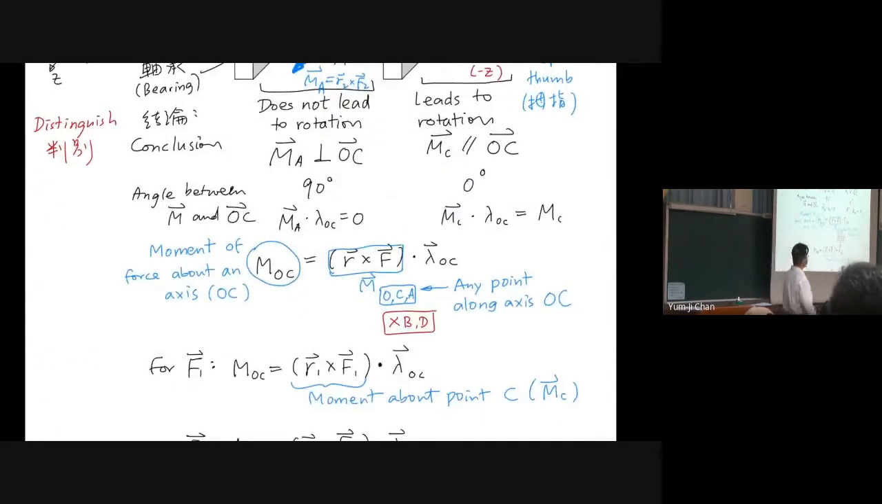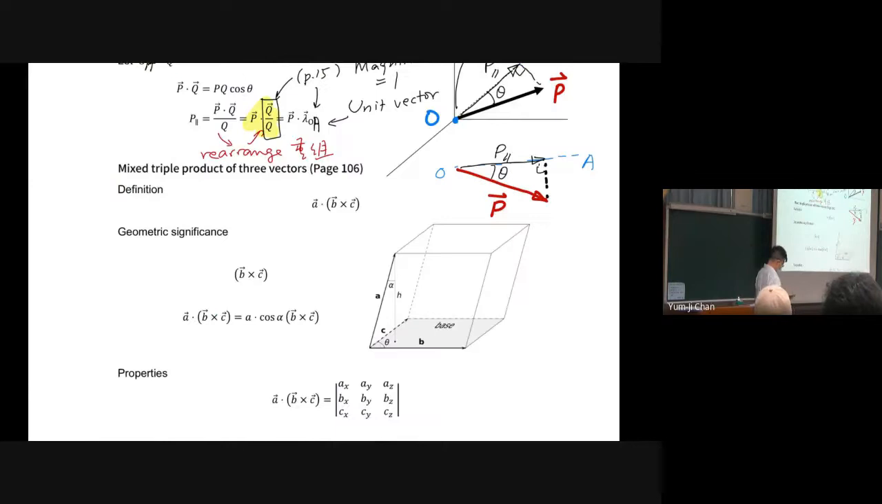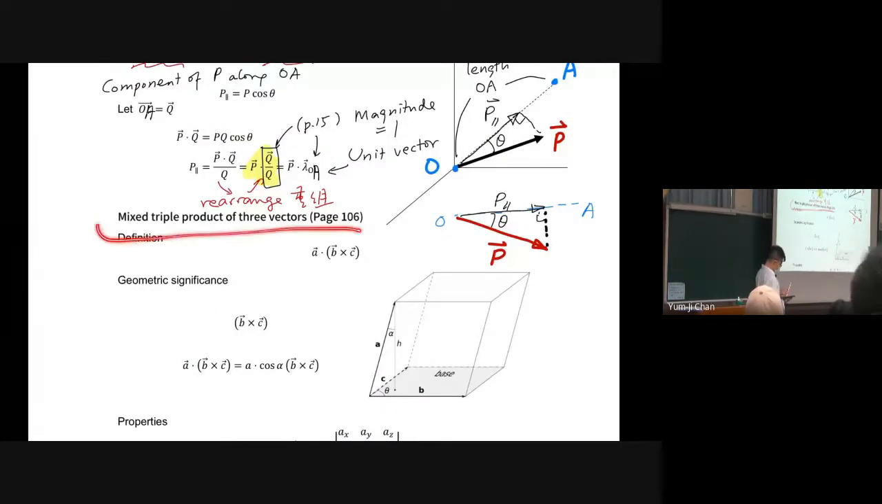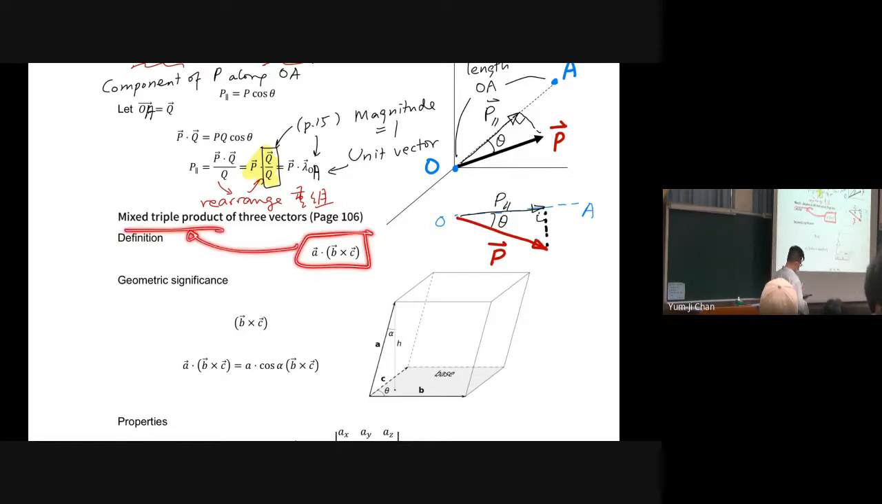In our determination of the moment about a line, we have cross products here, and we have dot products here. It seems this is new, but yes, it is new, but it has a name by itself. It is called the mixed triple product of three vectors. It is like A dot B cross C. This is called the mixed triple product of three vectors, because there are three vectors in here.